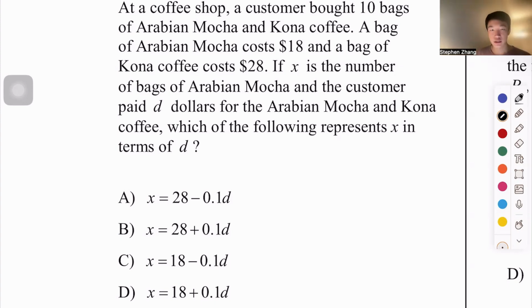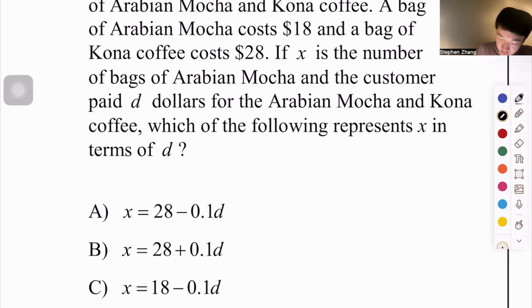dollars. So in this case, we're going to be able to set up two equations in order to get the answer for this question. The first equation is going to be more so about the quantity. So they told us there's 10 bags in total that the customer bought. But first, we can represent Arabian mocha and Kona coffee as variables. So they already have X as the number of bags of Arabian mocha. So I'm just going to follow that. So X is going to be mocha. And then I'm just going to have another variable called y for the Kona coffee.